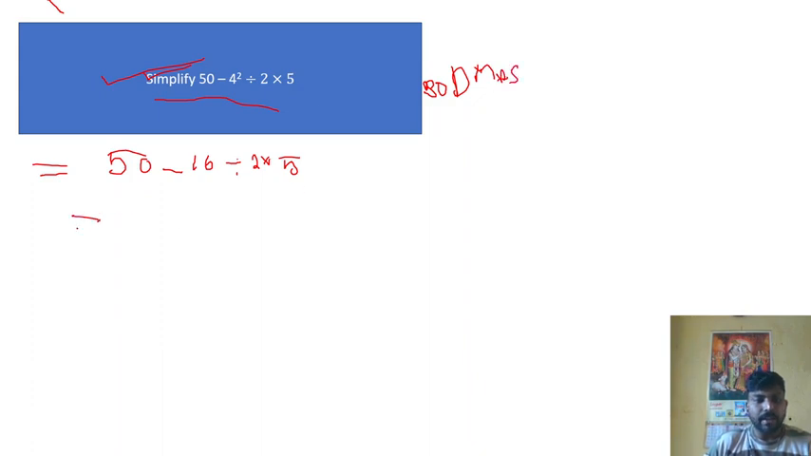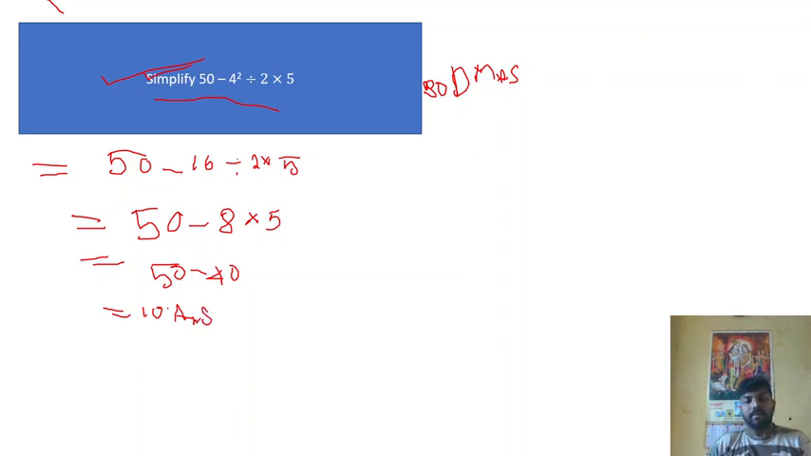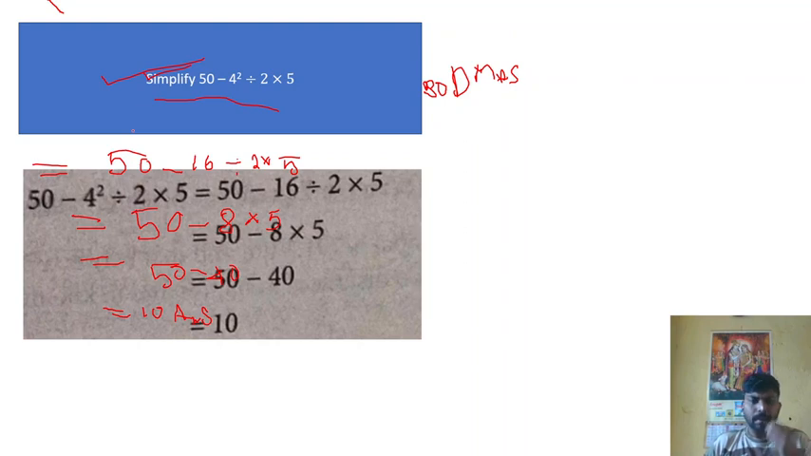So 50 minus 16 divided by 2, we know that is 8. Then 8 multiplied by 5. After that we do the multiplication and get 50 minus 40. So the answer is 10. In this way we can solve any problem. Now we are moving to the next problem.